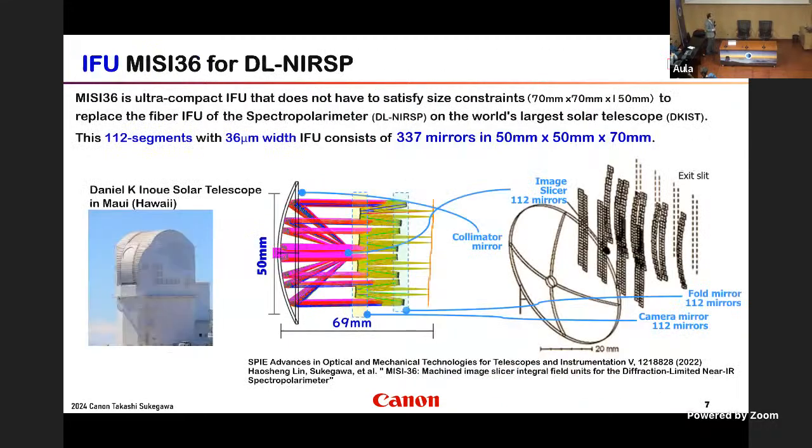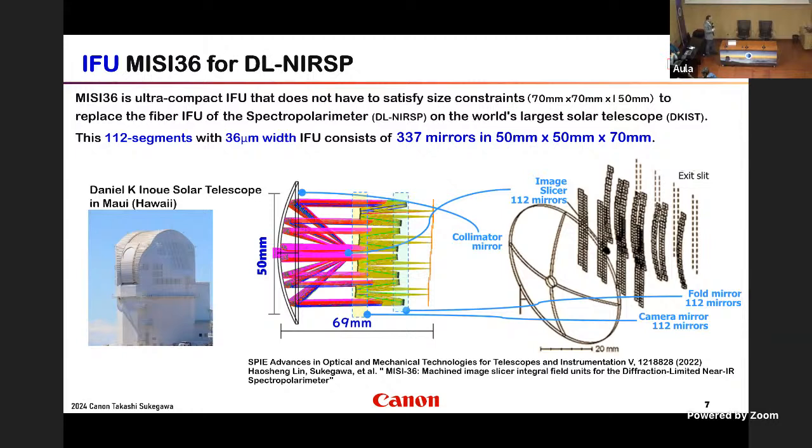And also DKIST. This is a solar telescope in Maui, Hawaii. This is an IFU for the DKIST upgrade, because DKIST was using a fiber IFU before, but you know a fiber IFU has a lot of problems, such as a lack of performance in throughput.